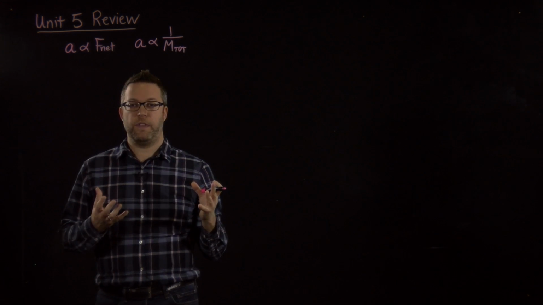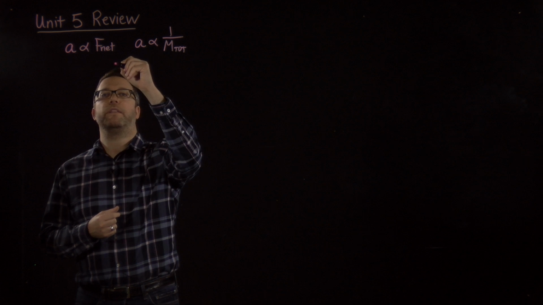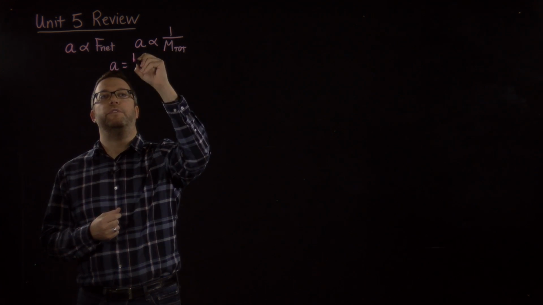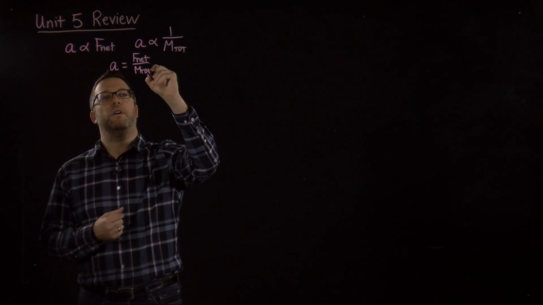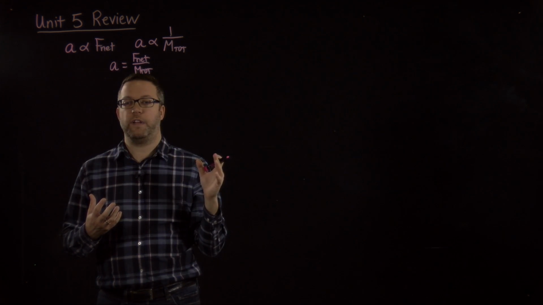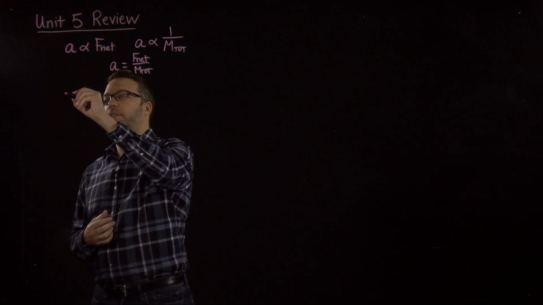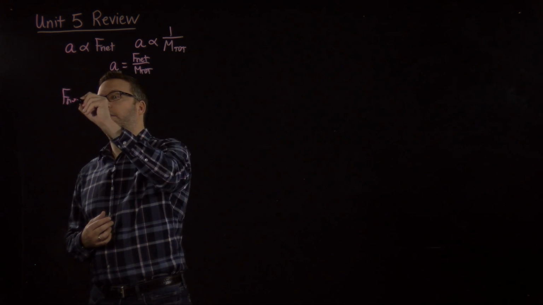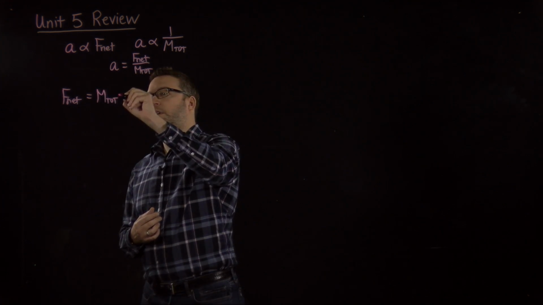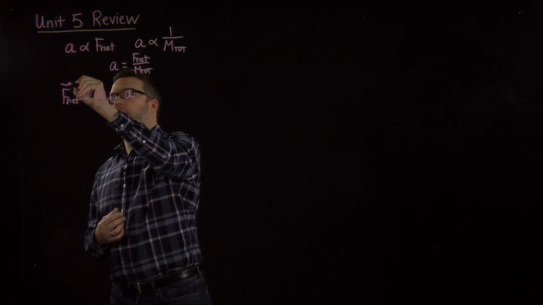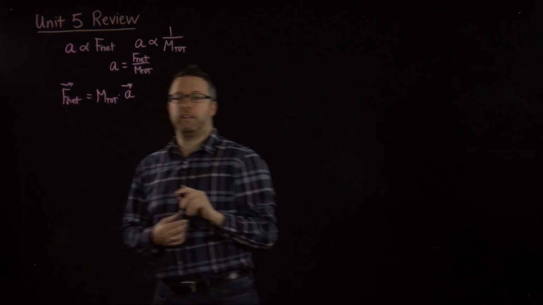Putting these two things together, we come up with a is equal to F net over m total, or bringing m total to the other side, we have F net equals mass total times acceleration. And that is Newton's second law.